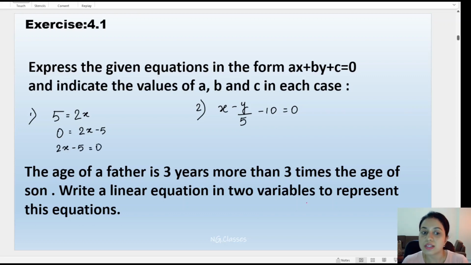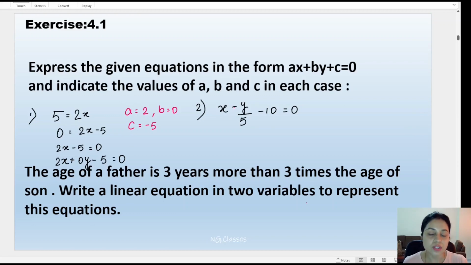Now this equation is a linear equation in one variable because there is no other variable apart from x. So we can choose any other variable by ourselves. That means we can write it as twice x plus 0 times y minus 5 equals 0. Now it looks like the standard form, right? From here we can say that the a value, the coefficient of x, is 2. The coefficient of y, that means the b value, is 0, and the constant number, that means c, is negative 5, right? Now let's do the other question.